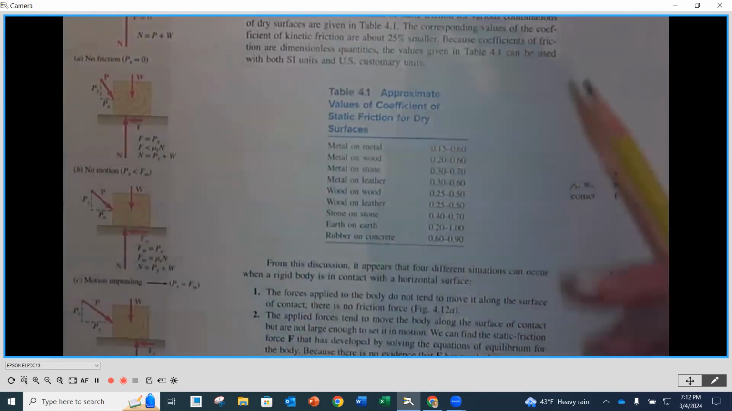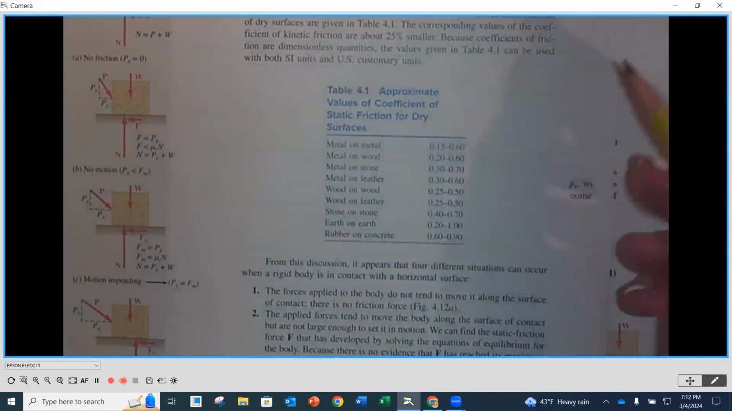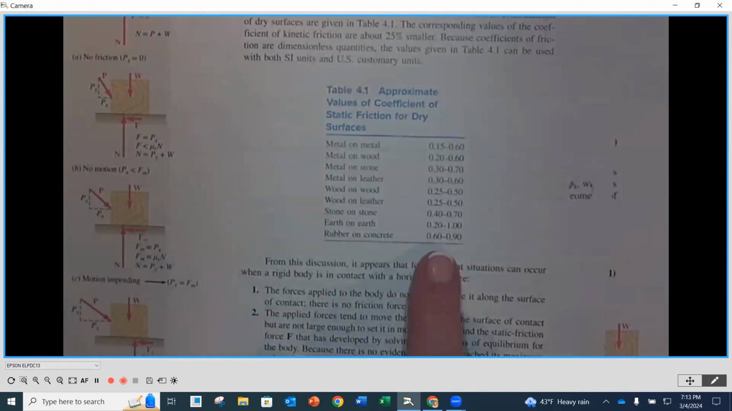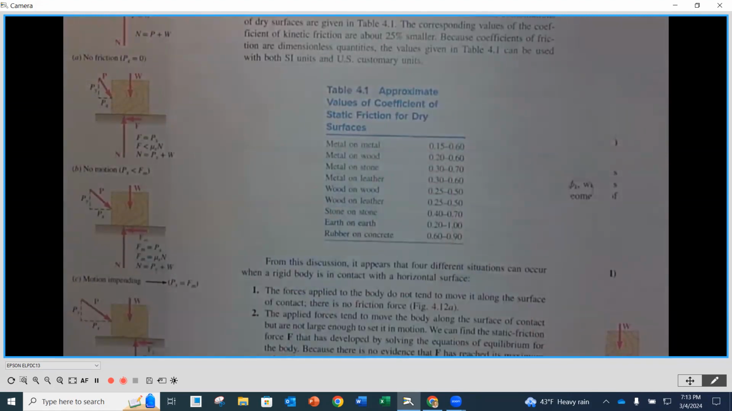So as we move down here to the bottom, where it's rubber on concrete, so these are our tires on the road, you're going to notice that our values become higher. Now, 1 is the maximum value on a coefficient of friction that we can have. So the closer to 1 that we have for rubber on concrete means that we've got good friction going on. The lower the values, that means that we're going to have those more slippery surfaces, okay?